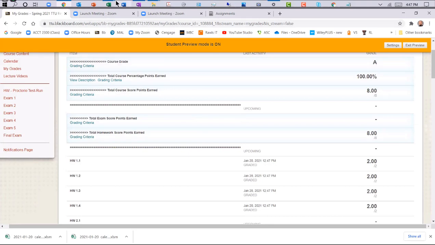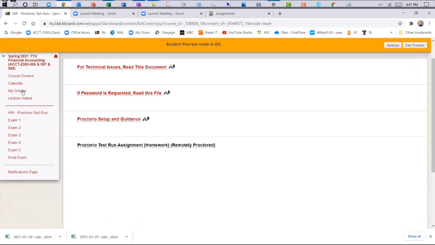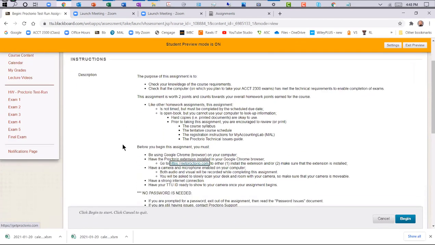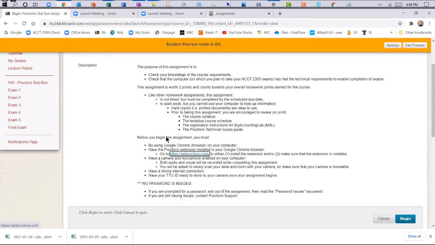Another thing I have emailed you about is the Proctorio homework assignment. When you go in there, it's on the left-hand side, and you will want to read the instructions carefully and follow them very carefully before you begin the assignment. When you start it, your Proctorio monitoring will begin. This is an assignment that is like homework. You can stop it and go back into it, but realize one of the main purposes of this is to check to make sure that your computer is ready to take exams in this class.